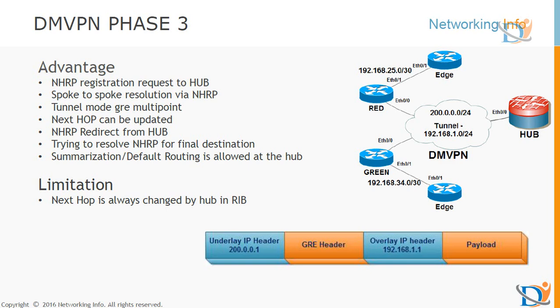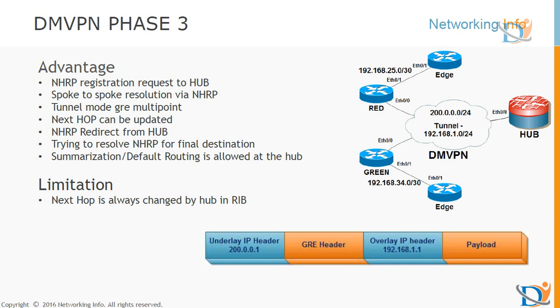NHRP redirect from the hub: the hub is going to have the command NHRP redirect to tell all the spokes you can talk to each other without sending any packet via me, trying to resolve NHRP for the final destination. So the green router is now not going to point to the hub for sending packets to the red router. The green router will directly have the route installed in the table to send packets to the red router instead of sending them to the hub. NHRP is trying to resolve the destination IP, not the hub IP.